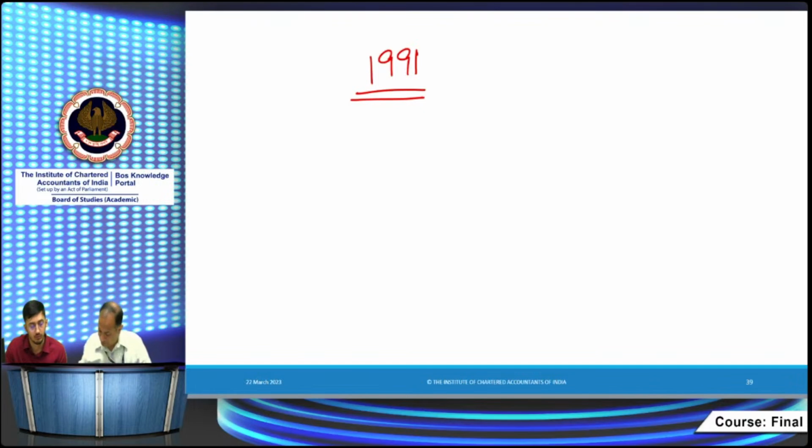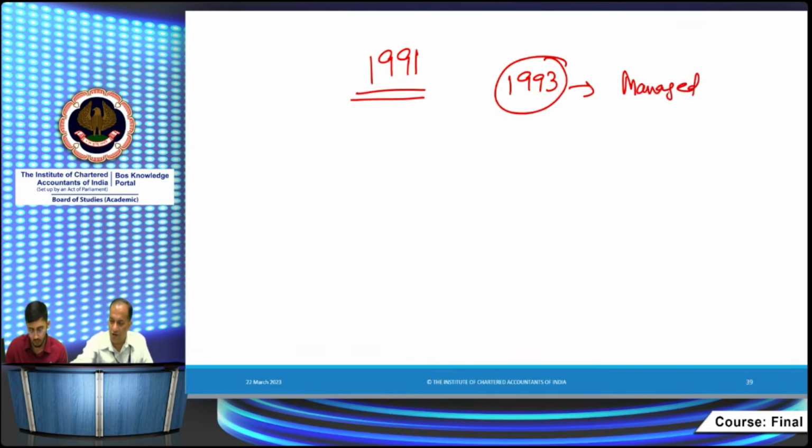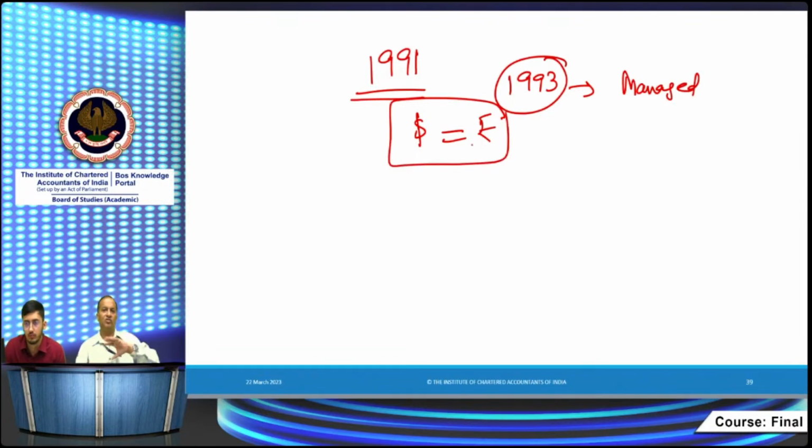This topic was not that important. Why? Because before around 1993, there was a kind of managed floating system. Managed means the dollar's price vis-a-vis the rupee did not move that much. The system was that there used to be only a single rate at which buying and selling happened, because the Indian economy was not that globalized. Whatever forex India used was mainly for petrol.